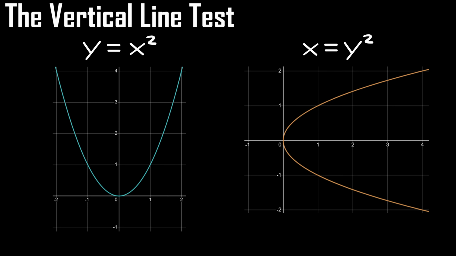So if we look on the left at y equals x squared, when we do the vertical line test, our vertical line only touches the function once. On the right though, with x equals y squared, when we do the vertical line test, we can see the vertical line touches our function at more than one place. It touches it at 2 different places, which means this is not a function.